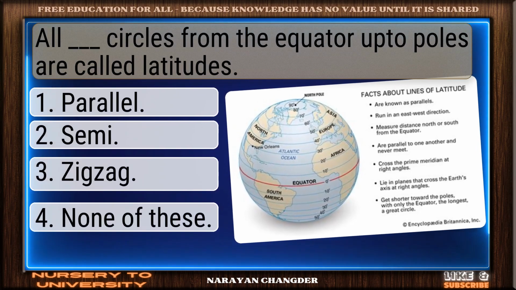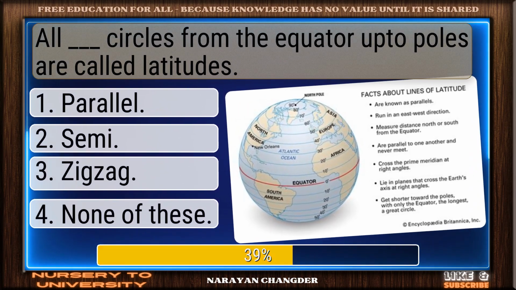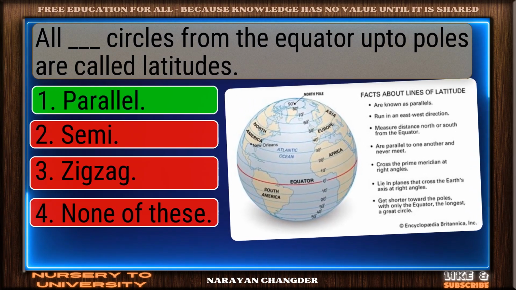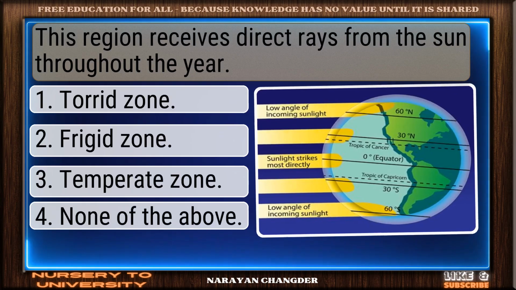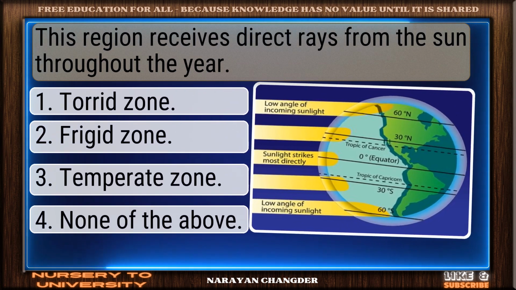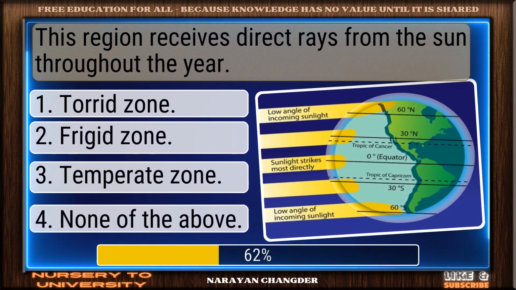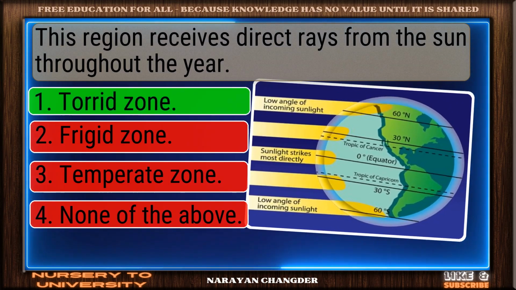All circles from the equator up to the poles are called latitudes. Well picked. Parallel is the correct answer. This region receives direct rays from the sun throughout the year. Excellent choice. Torrid zone is the right answer.